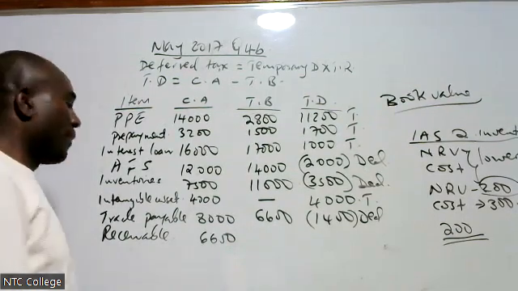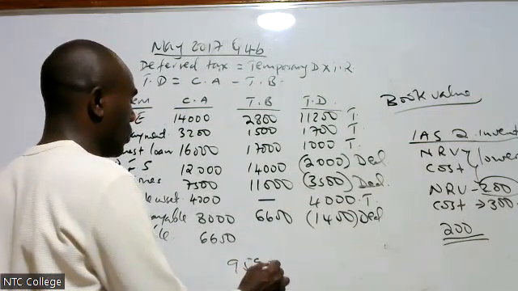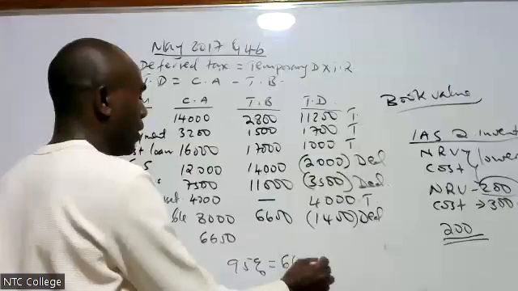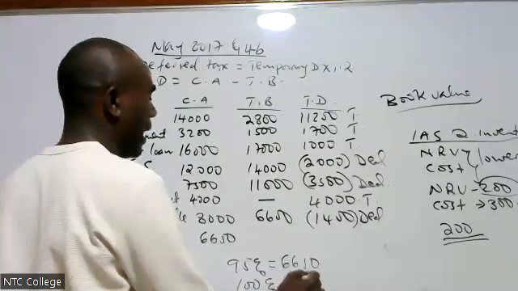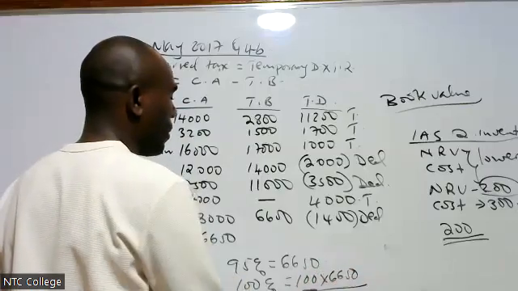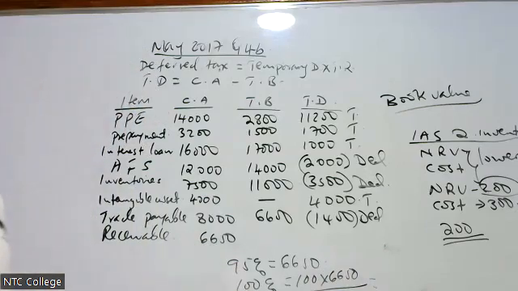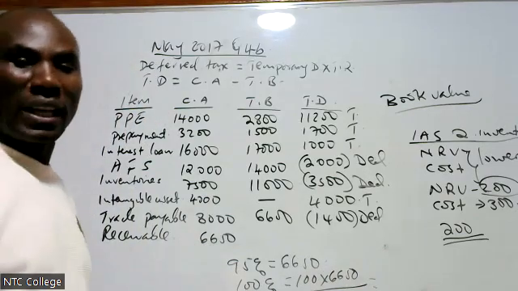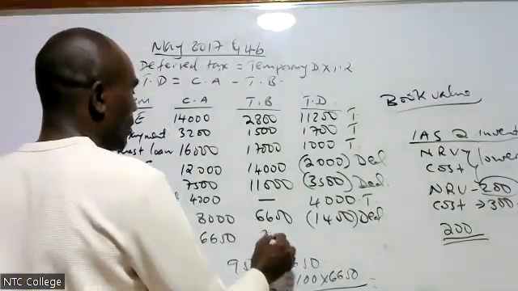General provision. Therefore, I will say 95% equals 6,650. What about 100%? Therefore, it equals 100 times 6,650 divided by 95, because 6,650 is just 95%. Therefore, it comes to 7,000.